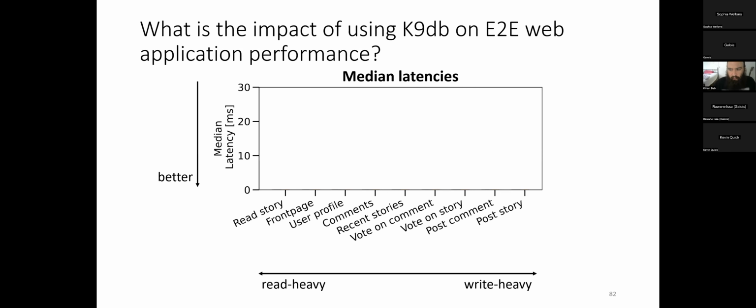In this experiment, we generate a load that is derived from the actual load observed in the deployed Lobsters. This load corresponds to 9 common endpoints, such as reading a story, opening the front page, posting a new story, and what have you. The x-axis on the figure shows the endpoints. The endpoints on the left are read-heavy and more common, while the ones on the right are write-heavy and rare. The y-axis shows the median latency in milliseconds, so lower is better.